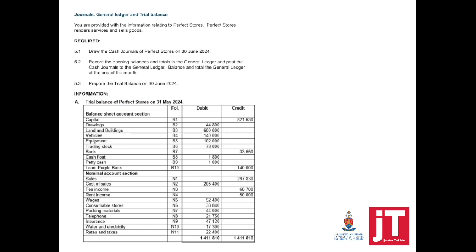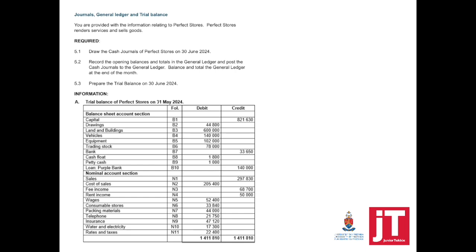You are provided with the information relating to Perfect Stores. Perfect Stores render services and sell goods. This means that they are buying from the suppliers and selling to customers, but they're also rendering services. Our main income from services rendered is fee income, and our main income from selling goods is sales. So this is a combined activity with a service business and a trading business, where one business does both of those things.